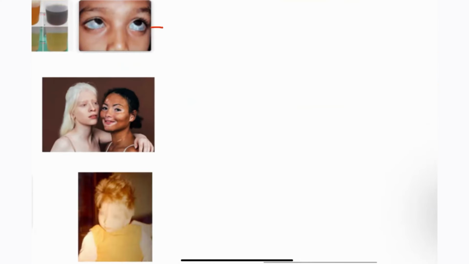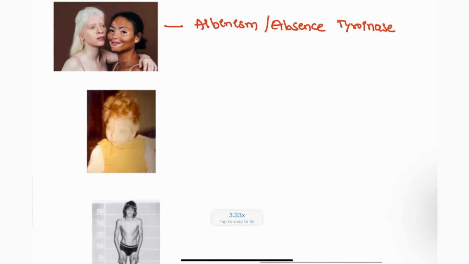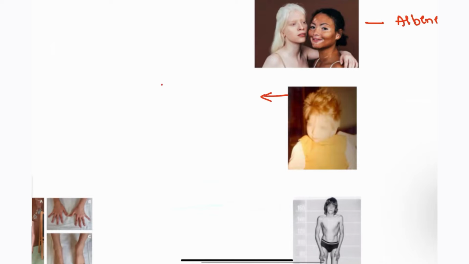Next, here you can see this is the condition of albinism, a complete absence of tyrosinase, that is, tyrosinase deficiency. Next, this condition is known as phenylketonuria.